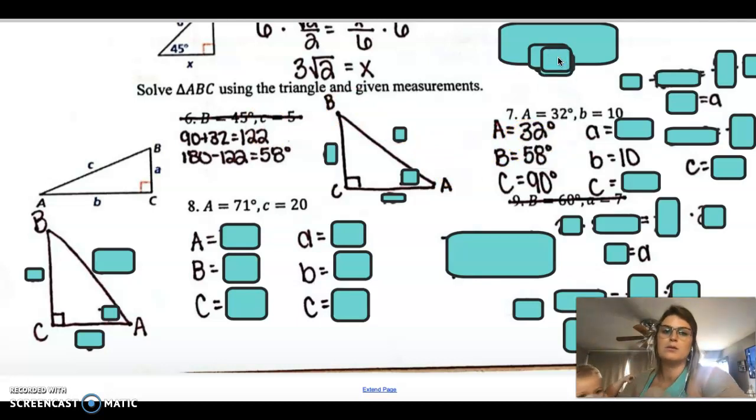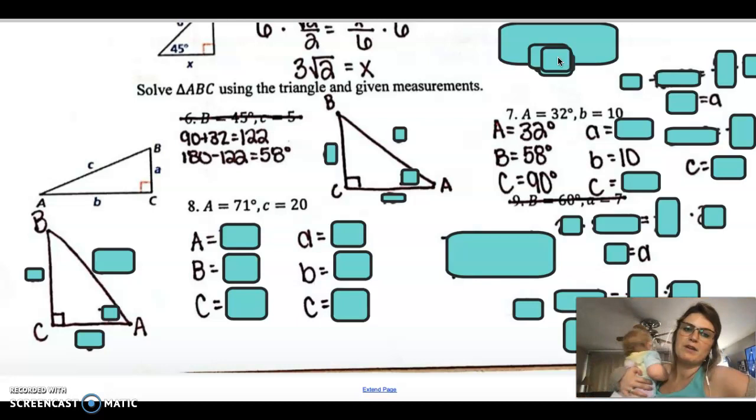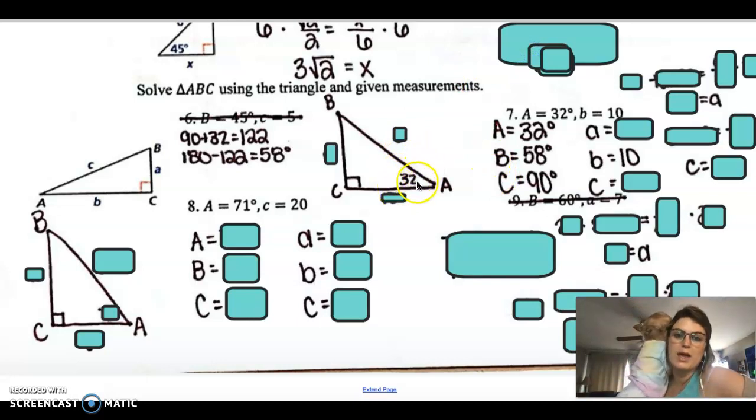Alright, so now we want to find a and c. Also, if you draw your own triangle, this is what it would look like. So a is 32. And then side B, which here's angle B, so it's this one, is 10. So we want to know these two sides. Alright, so let's find A first, which will be this one over here.